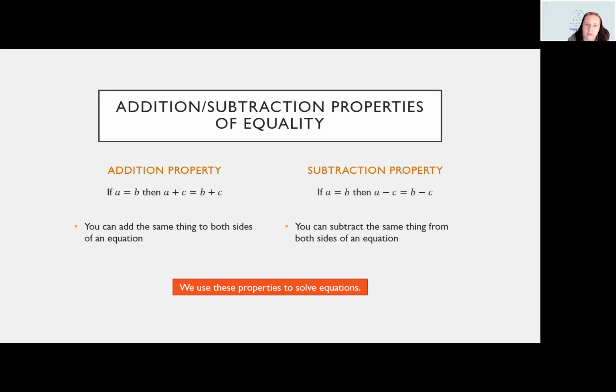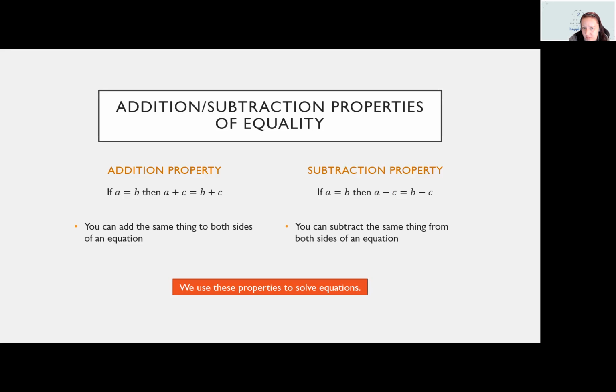So we're focusing today on solving using the addition and subtraction properties of equality. They're basically the same rule, just one's addition, one's subtraction. Subtracting is adding a negative. That's why they're basically the same rule, because if you're subtracting, you are adding a negative, and so you're just using the addition property. They're two sides of the same coin.